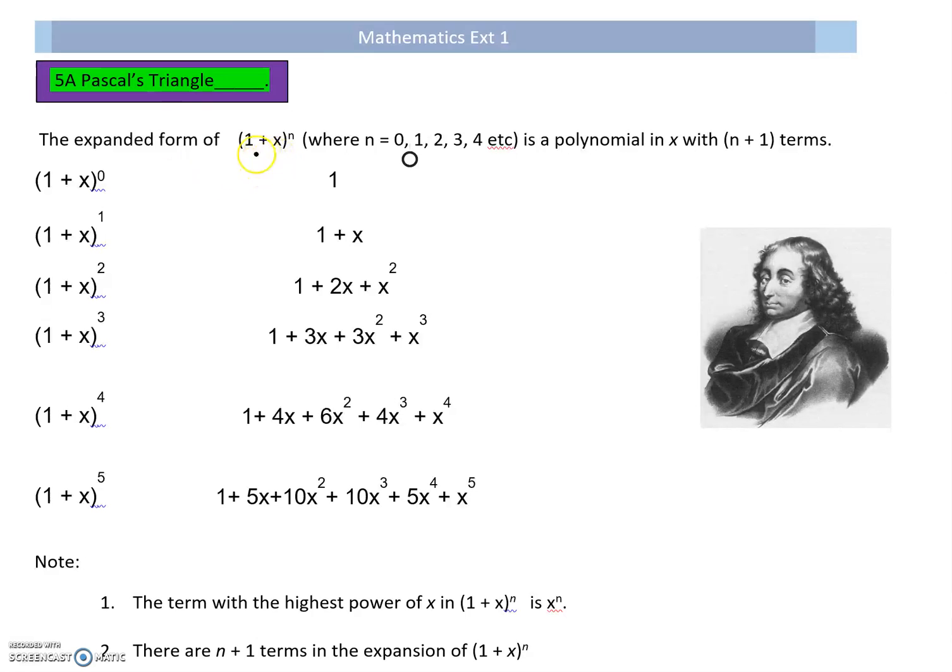So we're going to expand a very simple binomial, 1 plus x, to the n, where n will start with 0, and then we'll put n is equal to 1, 2, 3, 4, etc. And realise that back when we did polynomials, when we expand out a binomial, we get a polynomial in x, and you'll see there's a connection between the number of terms and the power of the binomial, in that you get one more term than the actual power.